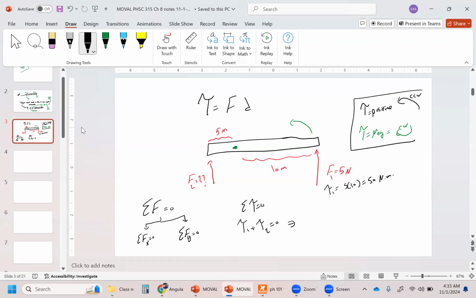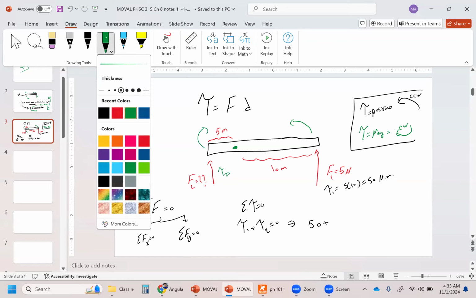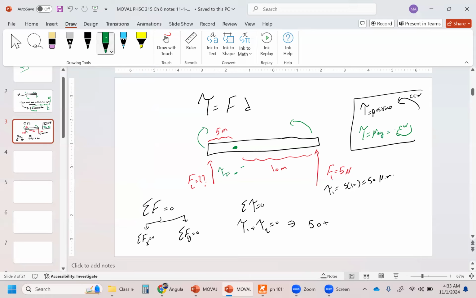Now, let me go ahead and write this one down. So this is going to be your 50 for torque one, plus, and we need to find out what torque two is. For torque two, now this is going to be going over there. That means it's going to go this way, which means it's going clockwise. So your torque is going to be negative. So it'd be minus your force times your distance.